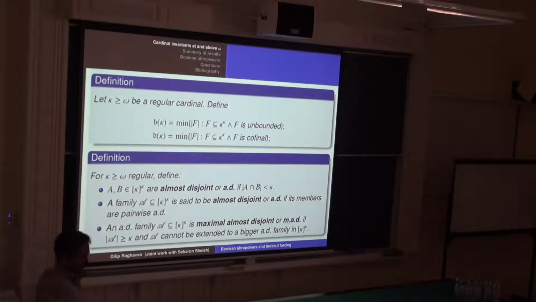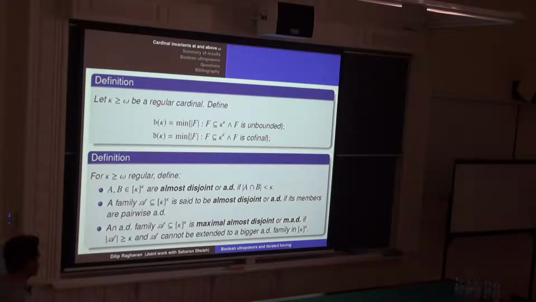Okay, so now I'm going to move to almost disjoint families. I'm going to define 6 invariants, but I'm not necessarily going to have time to state results on all 6 of them. So this is almost disjoint families. You have two subsets of kappa of size kappa. They're almost disjoint if their intersection has size less than kappa. An almost disjoint family is a collection of subsets of kappa of size kappa that are pairwise almost disjoint.